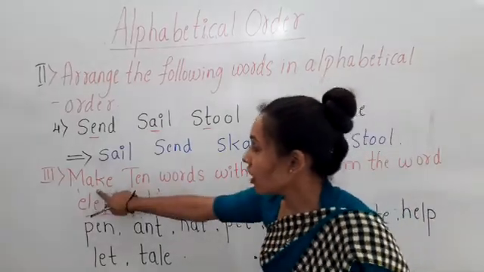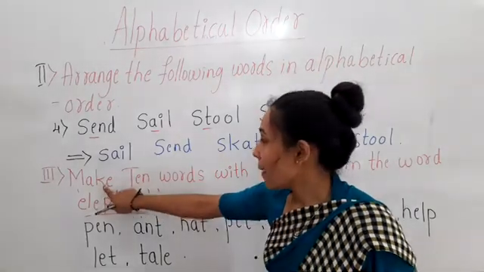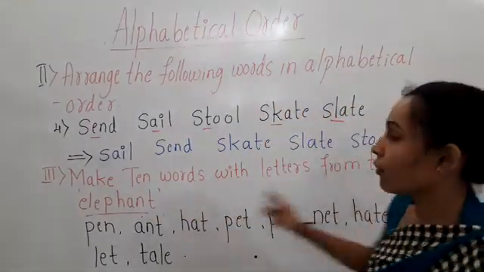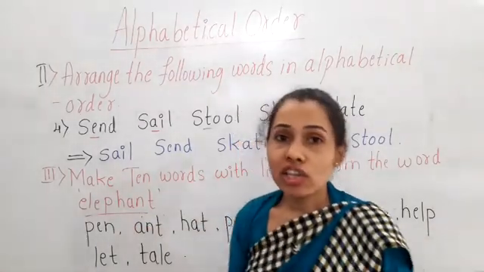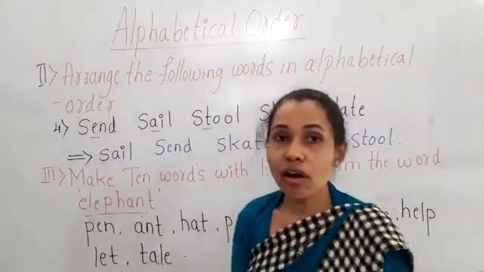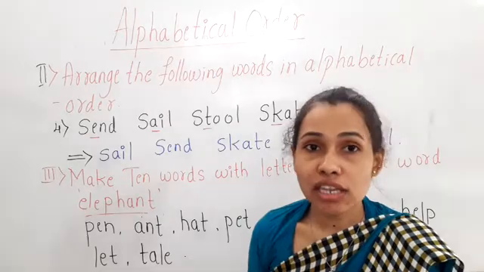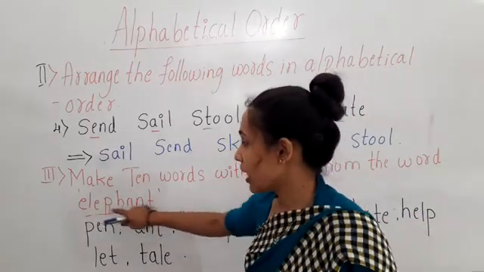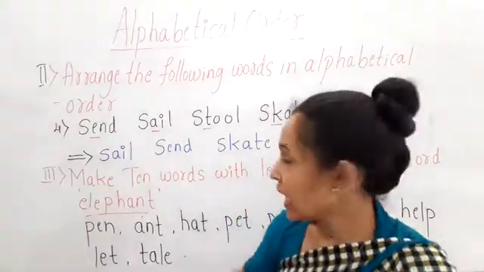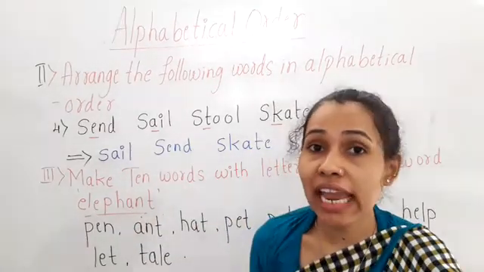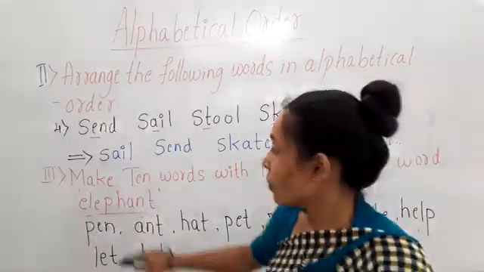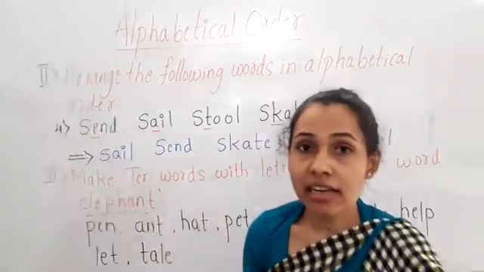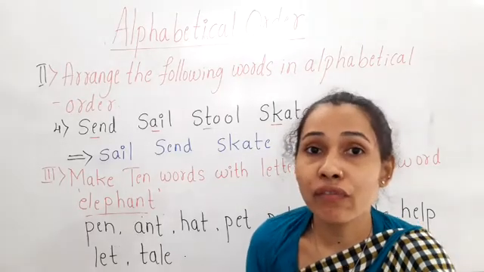Now look at the third question. Make 10 words with the letters from the word elephant. Okay, children? Here we have the word elephant. By using the word elephant, we have different letters in it. So by using these letters, we have to create 10 words. By using ELEPHANT letters, we have to create the different words.